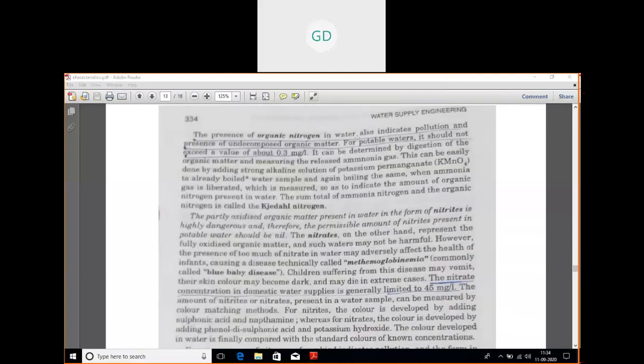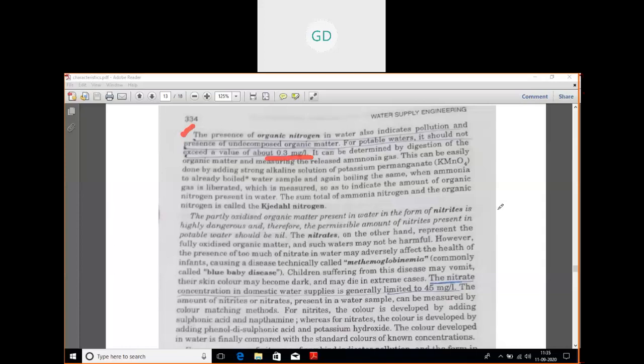Next is your organic nitrogen. The presence of organic nitrogen in water also indicates pollution and the presence of undecomposed organic matter. So if organic nitrogen or albuminoid is present in water, you can say that the water is polluted and also has undecomposed organic matter. The permissible limit for organic nitrogen is what? It should not exceed 0.3 milligram per liter.